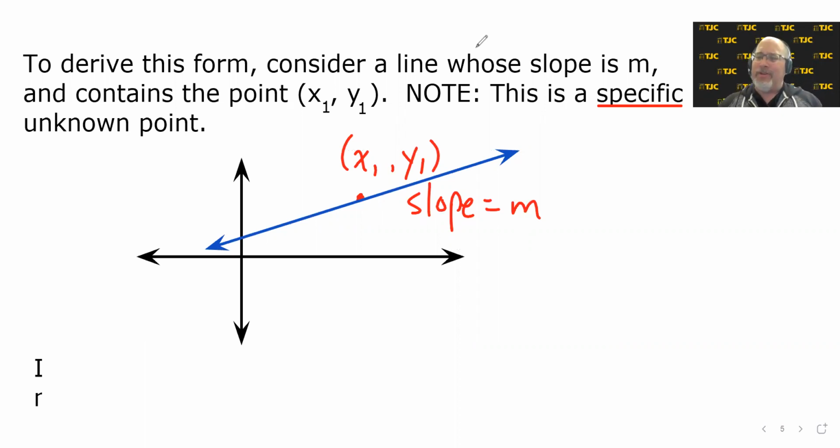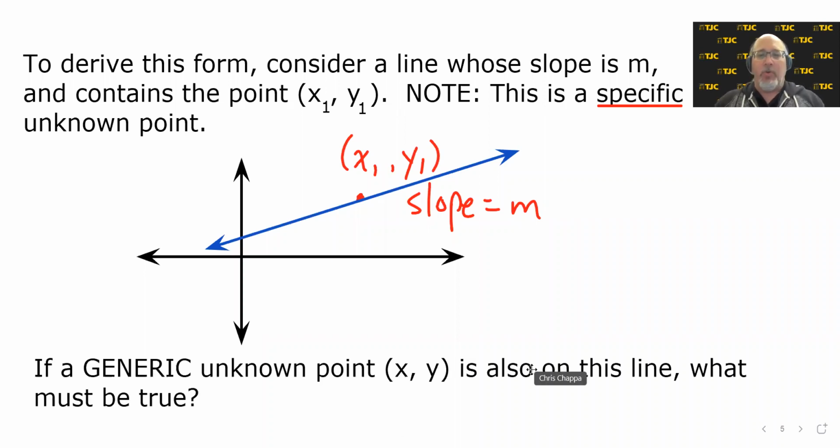Well, how are we going to build an equation when all we got is one point and a slope? Well, let's think about it for a second. We want to know what every point on this line has to do. So we're going to take a generic point x comma y on this line and ask what must be true. Again, keep in mind that the x1 comma y1 is a specific point.